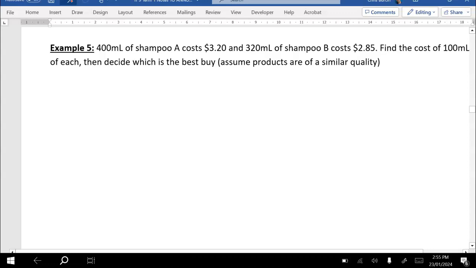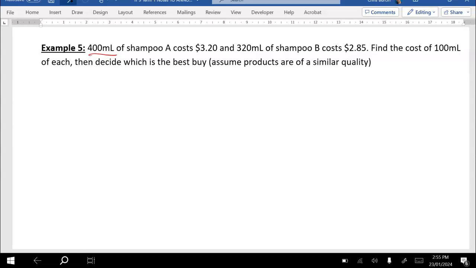Okay, now for this one, look, we're going to do the same thing, and we're going to look at milliliters. We could go down and find 1 milliliter and then multiply it by 100, because that's probably what we're looking for, the cost of 100 mils. And you saw that grocery tag where things will go down to the 100 mils. Very rarely will you see by milliliter, unless you're buying something really, really expensive. So if I have 400 mils of shampoo A, which is similar quality to shampoo B, but they're different costs: 400 mils for $3.20, 320 mils for $2.85.